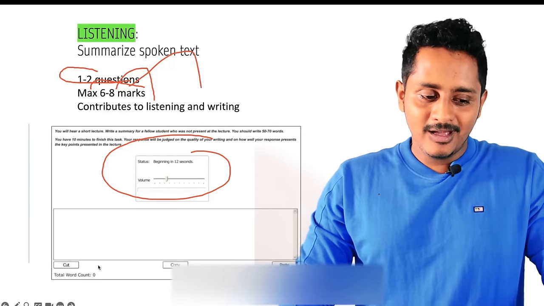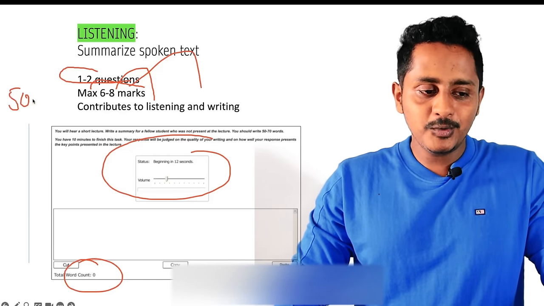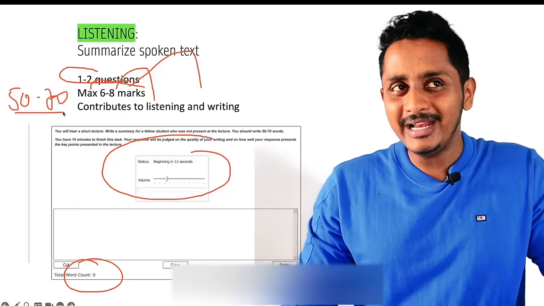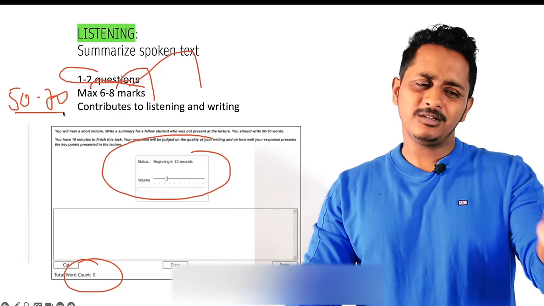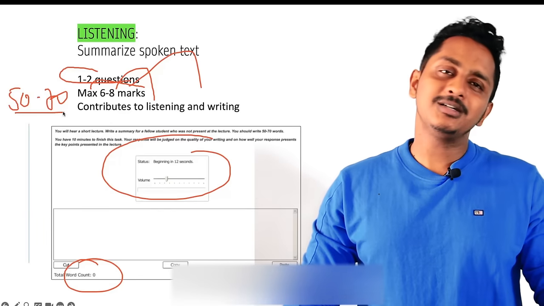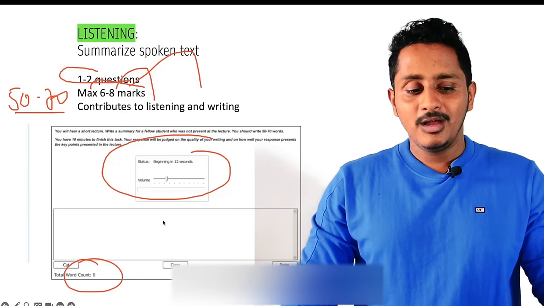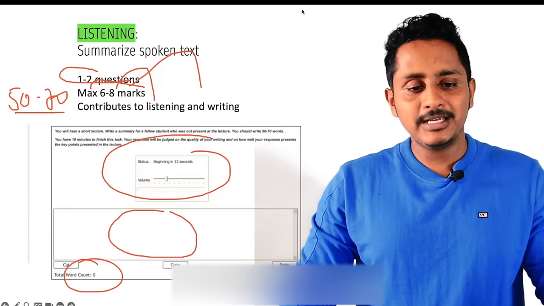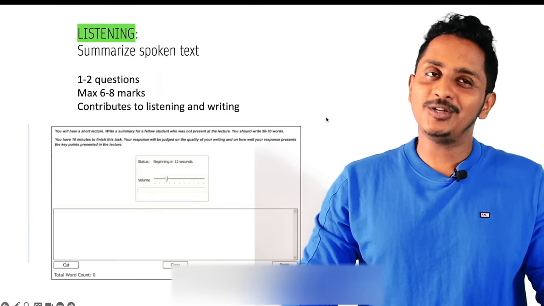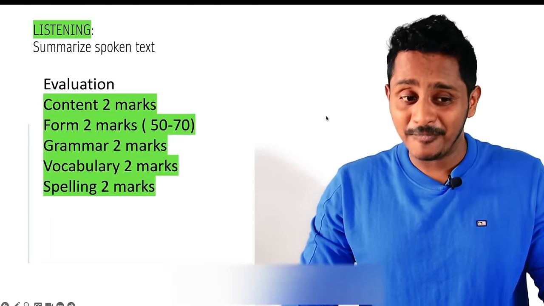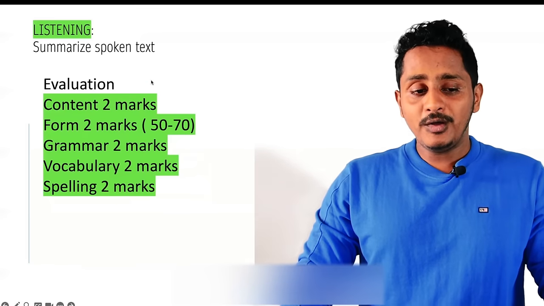separately. Word count, 50 to 70 words, not more than that. Ideally, I would suggest 65, 66 words, 67 words is more than enough. Use a template, I'm going to help you. Strategy, everything remains as in the written lecture, but don't use the same template as written lecture. Evaluation, content is 2 marks.